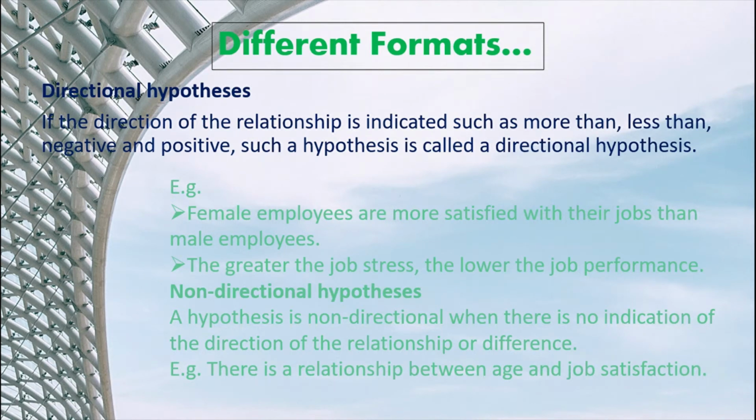Non-directional hypotheses. A hypothesis is non-directional when there is no indication of the direction of the relationship or difference. Example, there is a relationship between age and job satisfaction.